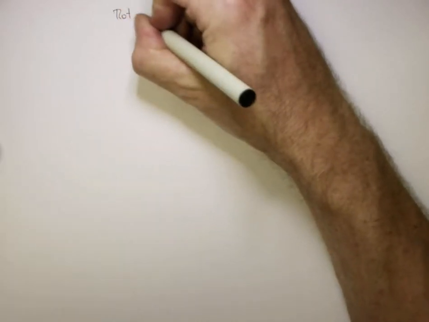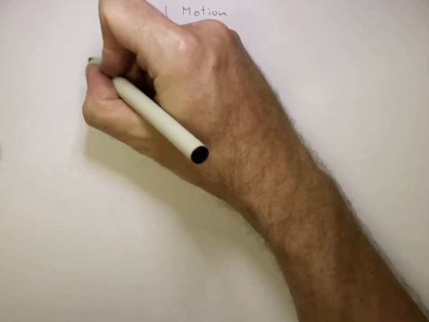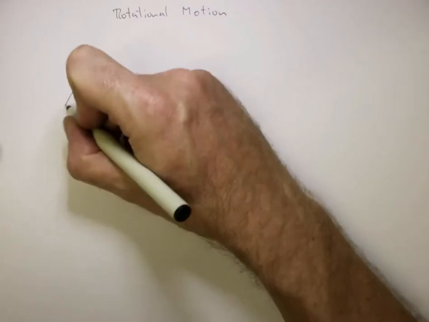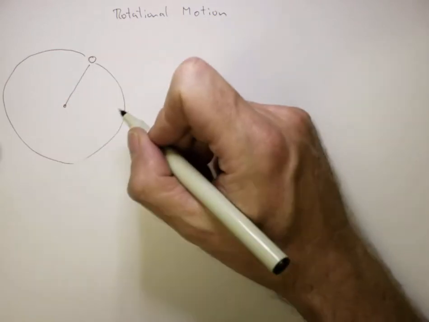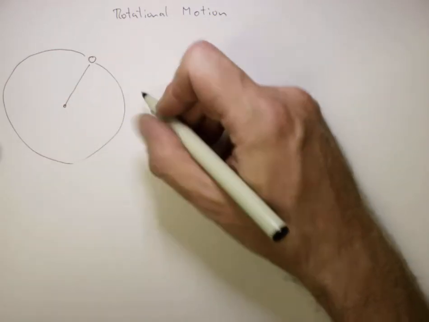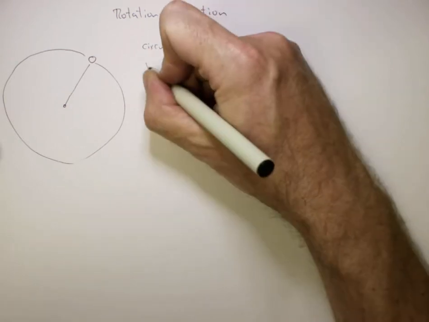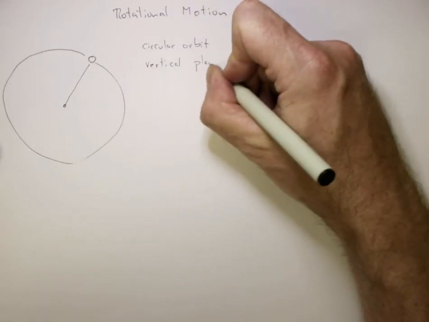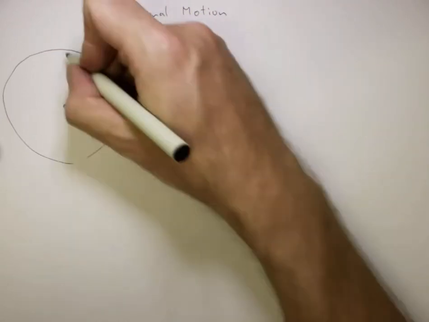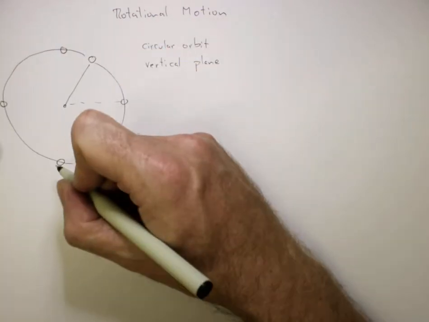Let us discuss rotational motion. We want to consider a tennis ball on a string that circulates about the center on a circular orbit in the vertical plane. So at the top it may be here, it may have a horizontal position, and it may have a position at the bottom.